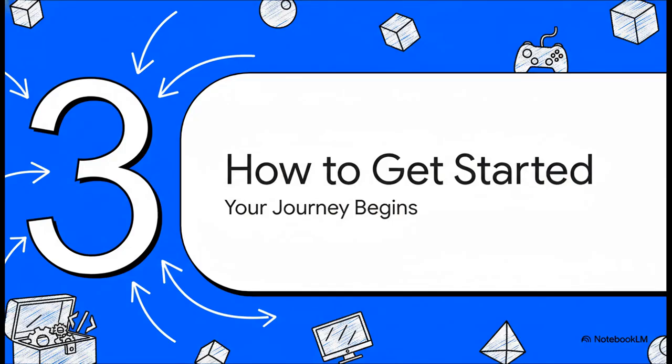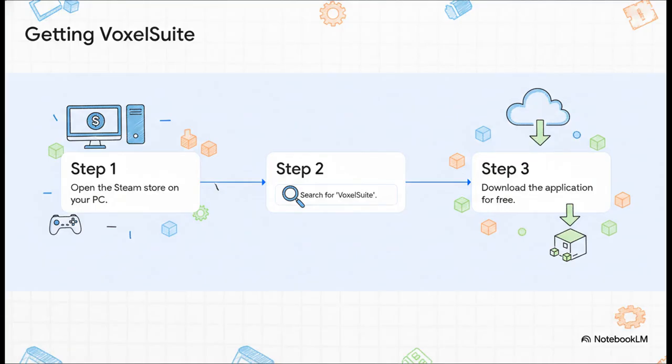I hope so, because getting your hands on this is unbelievably simple. This part is all about taking action, getting this on your computer right now. It is honestly that easy. No weird websites, no confusing installers. Just fire up Steam on your PC, type VoxelSuite in that search bar, and click Download. In a couple of minutes, it'll be ready to go. There is literally zero risk to just give it a shot.